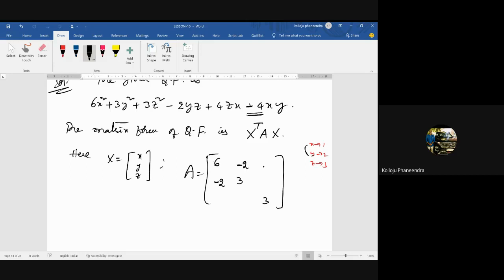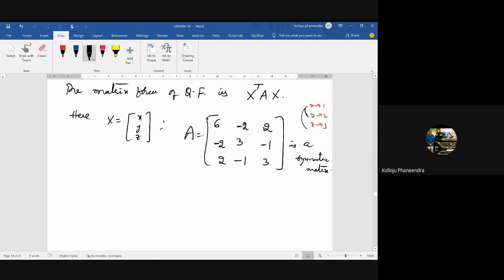Next one, the 1 3 position. 1 3 means xz. Xz means zx. Its coefficient is 4. In 4, half here, half here. Next, lastly, the 2 3 position. This is 2, this is 3. Minus 2 is there. So minus 1, minus 1. This is a symmetric matrix. You can check. A equal to A transpose is a symmetric matrix. For a quadratic form, the quotient matrix is always symmetric, right?